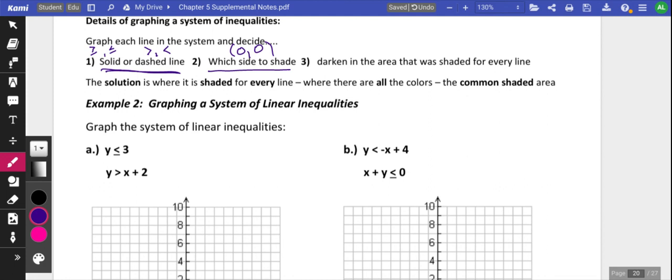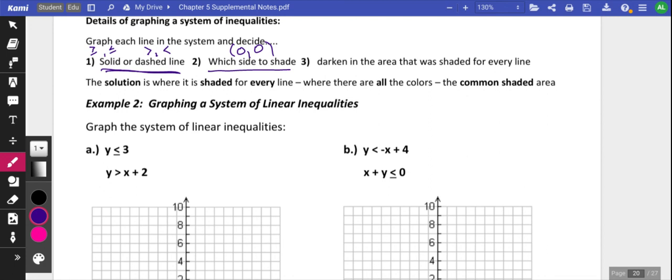And then darken the area that was shaded for every line. So the portion that is true for both, you can either shade it super dark so you can see this is the part that I'm saying is a solution for both, or we can mark it with an S. Different teachers do it different ways. As long as it's obvious which of those 4 sections is your solution, it's fine with me.